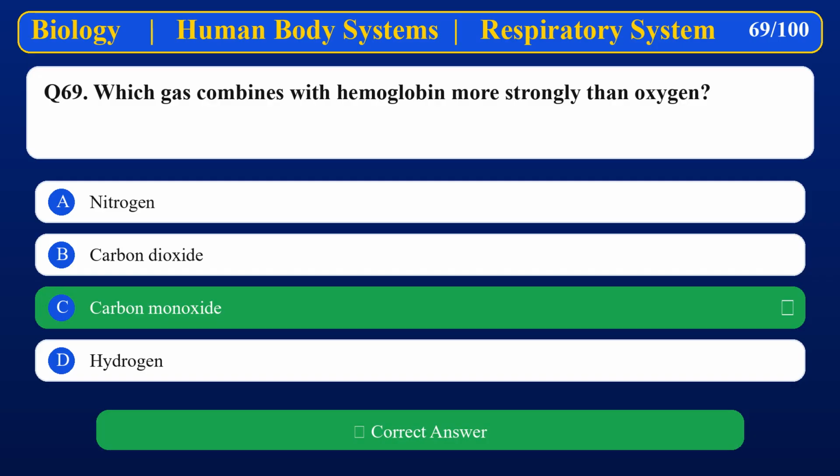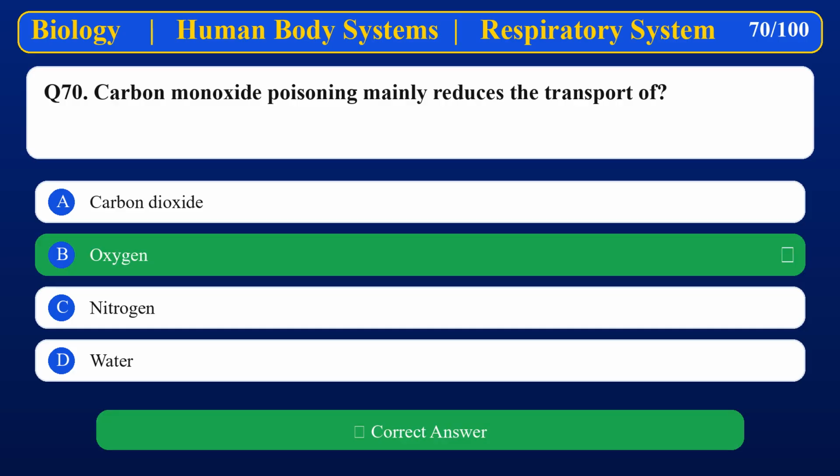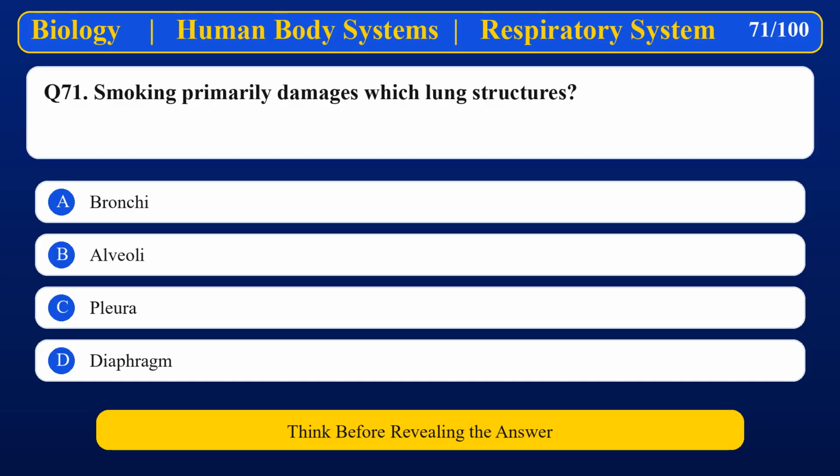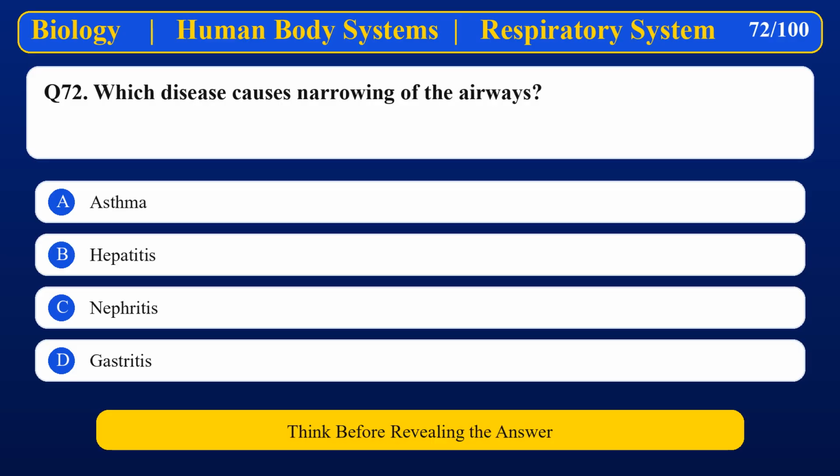Which gas combines with hemoglobin more strongly than oxygen? Carbon monoxide. Carbon monoxide poisoning mainly reduces the transport of? Oxygen. Smoking primarily damages which lung structures? Alveoli. Which disease causes narrowing of the airways? Asthma.